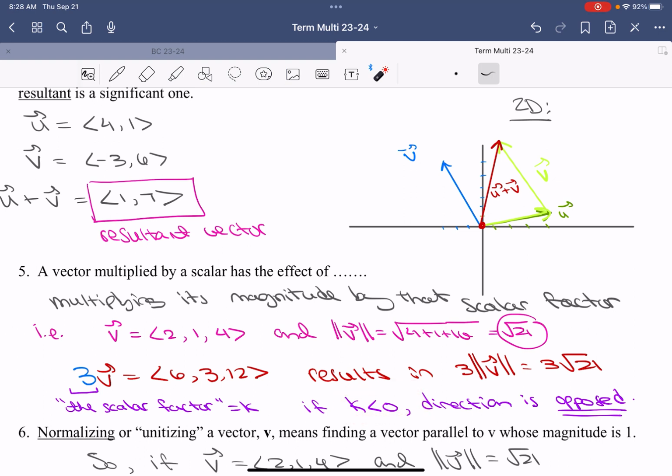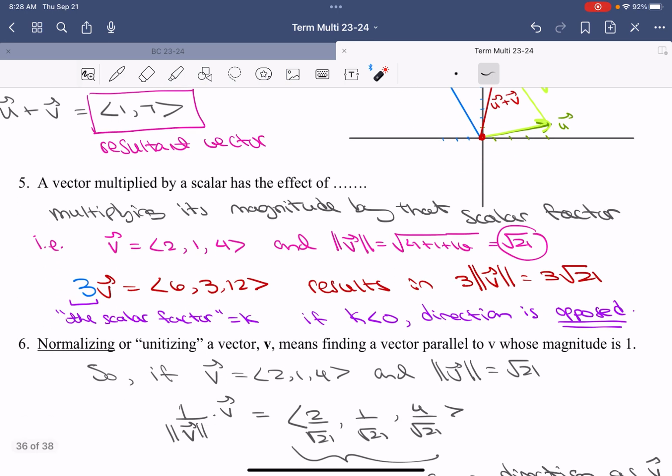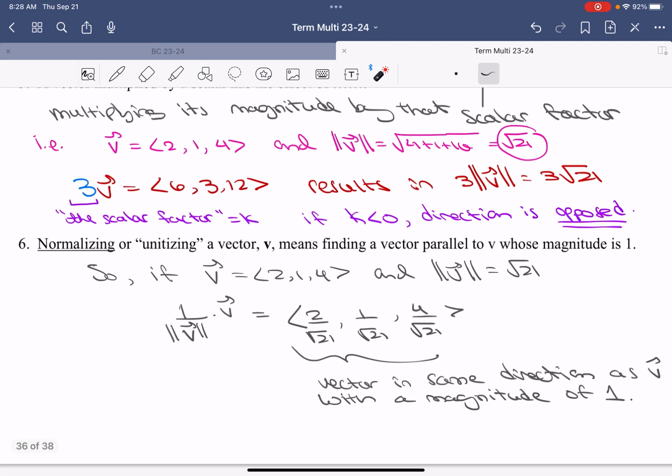A very common operation you will do in multi, almost to the point where it'll be just natural, is you'll often normalize or unitize a vector. What that means is taking a given vector v and finding a vector parallel to it and in the same direction, but with magnitude 1.